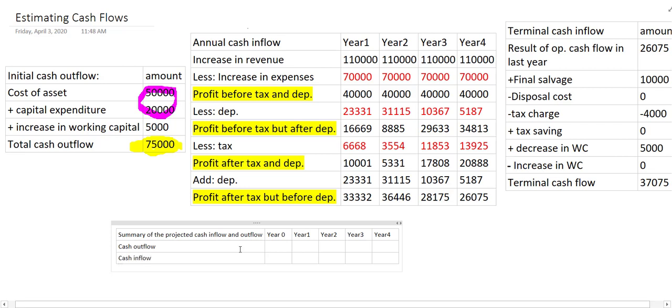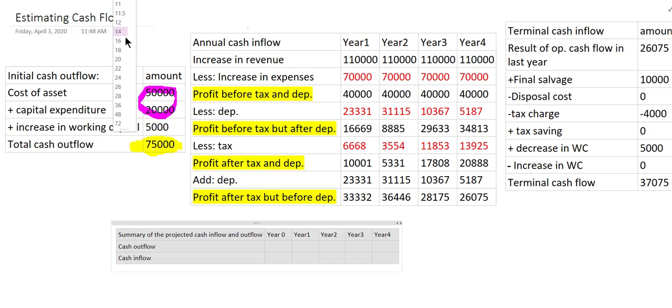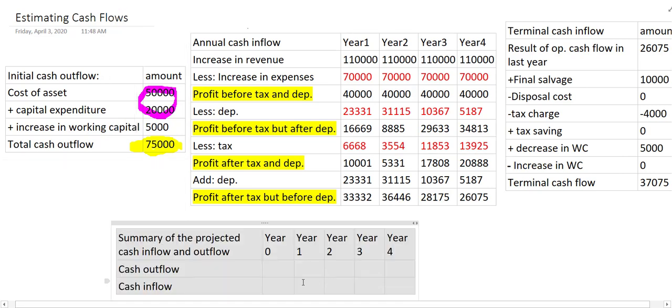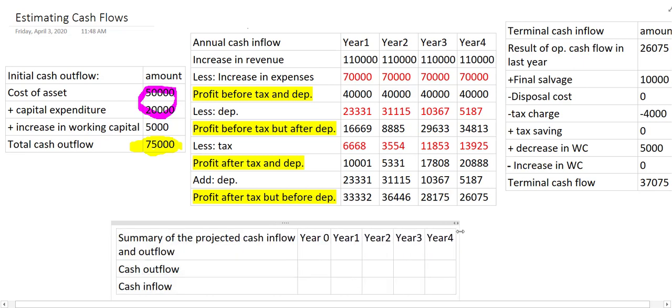Cash inflow. Let us expand the size of the font, increase the size of the font to 18. Then we'll check out, right? Okay, that is fine. Let me proceed in this one. Now it's good. So see the information. Summary of the projected cash inflow and outflow for year one.